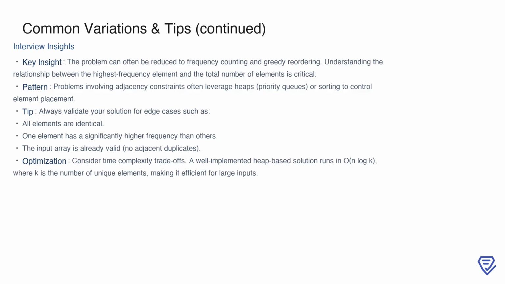It's also important to validate your solution against edge cases, such as arrays where all elements are the same, cases with one element appearing far more frequently than others, or inputs that are already valid with no adjacent duplicates. From an optimization perspective, a heap-based solution offers a good balance of efficiency and clarity, running in O(n log k), where k is the number of unique elements. This makes it well suited for handling large inputs.